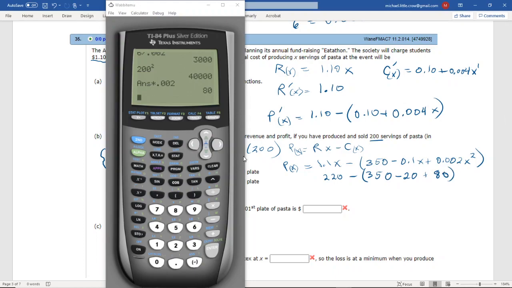So notice I've got the negative out there, so 350 minus 20 plus 80 is going to be 350 minus 20 is 330, plus 80 gets me to 410. So we've got 220 minus 410. We're losing money at 200 students. So we'll subtract the 220. And we know it's negative. Actually, it's negative 190.